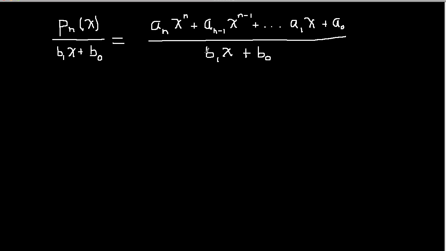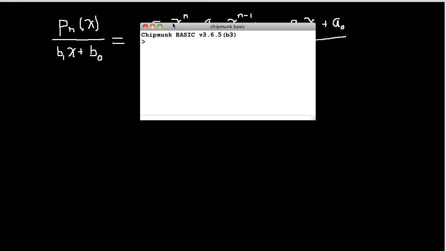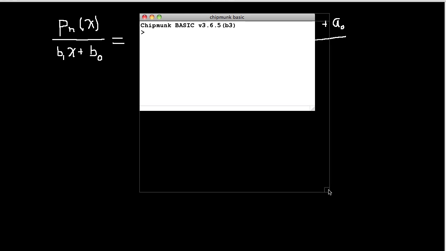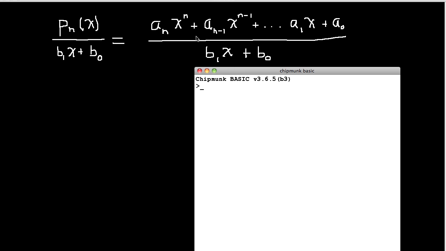So let me begin by starting to assemble this basic language program in order to do that. I'll open up my Chipmunk Basic window right here, and I'm going to try to start to write the program. Now, the first challenge we have in the program is how are we going to input these two polynomials? Well, the polynomial is really completely characterized by inputting the coefficients. So I'll input all these A coefficients and then input the two B coefficients.